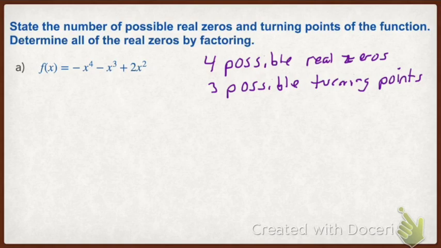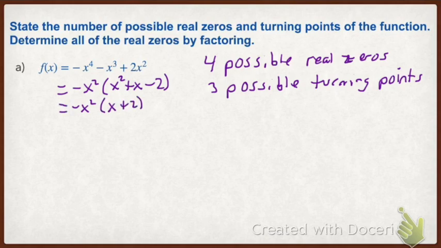Now it says to find our real zeros by factoring. So we are going to factor this, set our factored form equal to 0, and see what our zeros are. Our leading coefficient in this case is a negative 1 with x to the 4th. All of the terms have x squared in it. To make it easier, I'm going to factor out a negative x squared. This becomes x squared inside the parentheses plus x minus 2. And we factor. Keep that negative x squared. We have x plus 2, x minus 1 is my factored form.